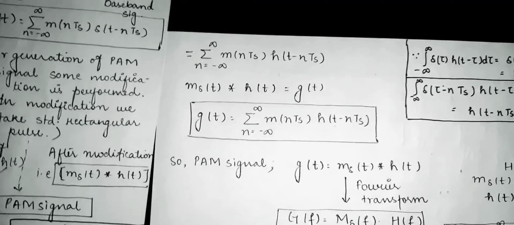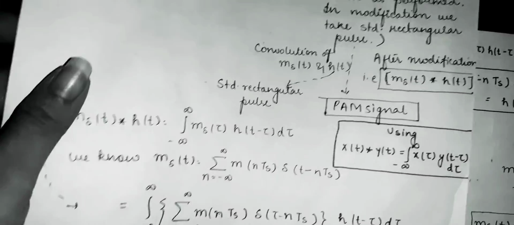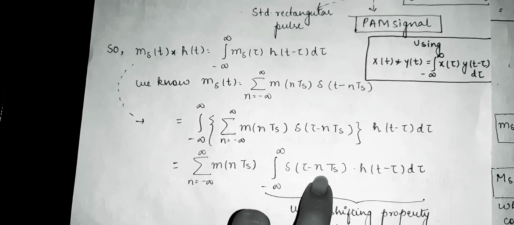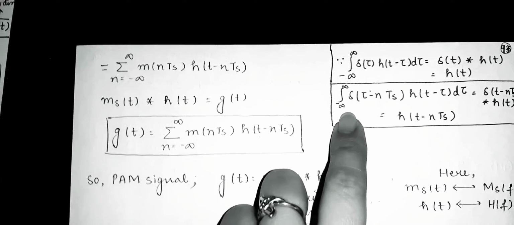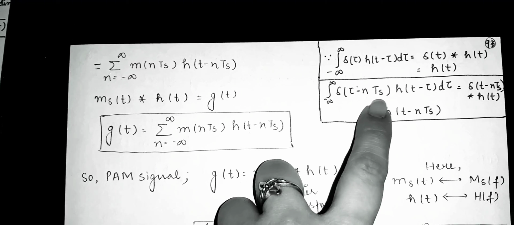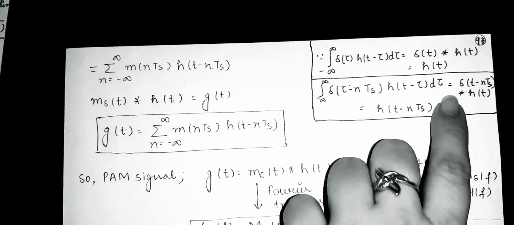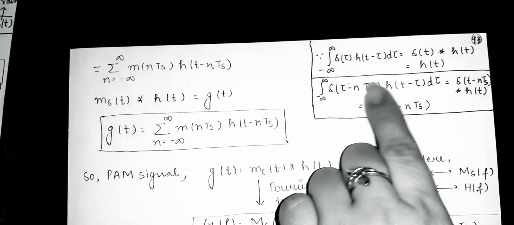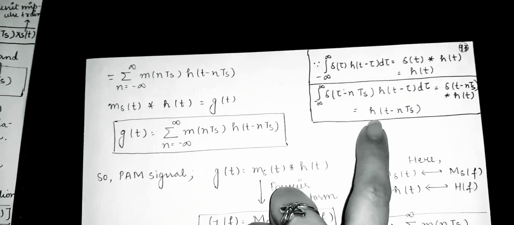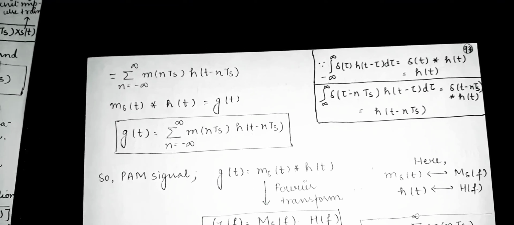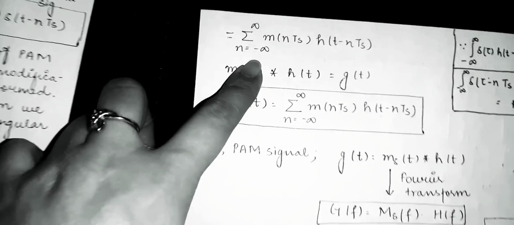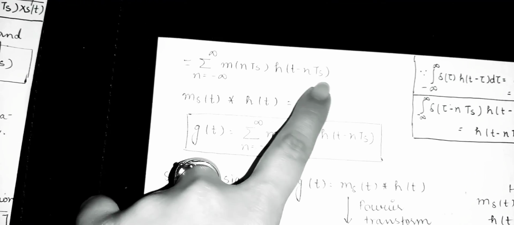Now here we have the shifted version, that is delta(tau - nTs). For that we use the formula: the integral from minus infinity to infinity of delta(tau - nTs) h(t - tau) d tau is equal to delta(t - nTs) convolved with h(t), that is equal to h(t - nTs). So we put h(t - nTs) in place of delta(tau - nTs). We get summation n equals minus infinity to infinity, with m(nTs) outside the bracket only, and here we got h(t - nTs).